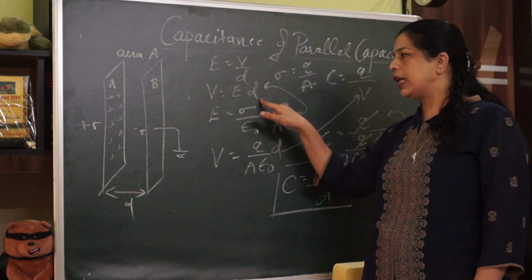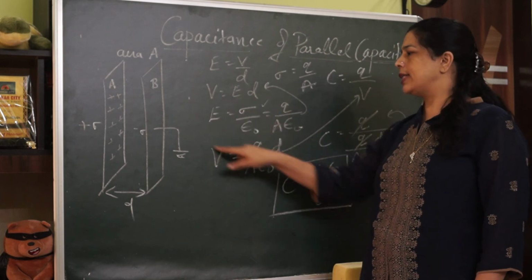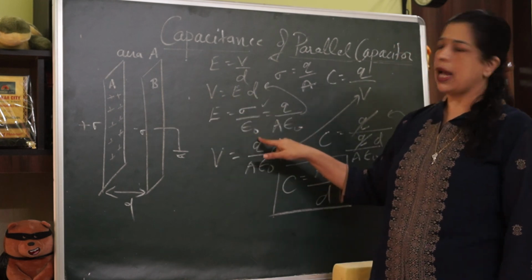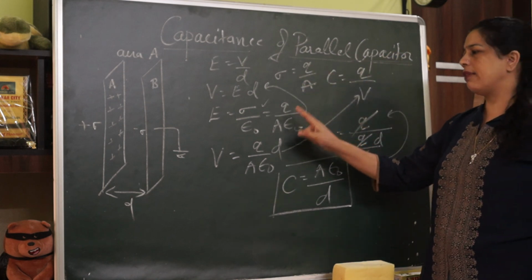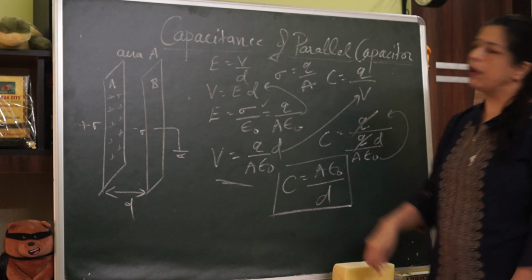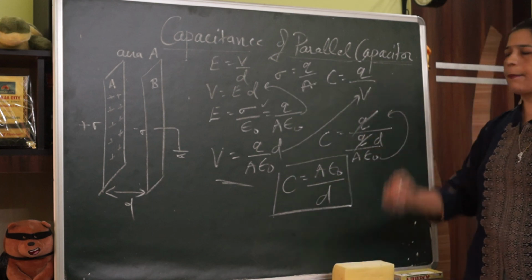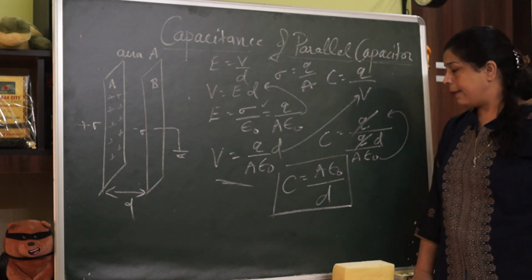Here we get V, and the electric field we already know from Gauss theorem, sigma upon epsilon naught, where sigma is the surface charge density. So I have substituted the value and got the value of potential. Hence the capacitance is A epsilon naught by D.